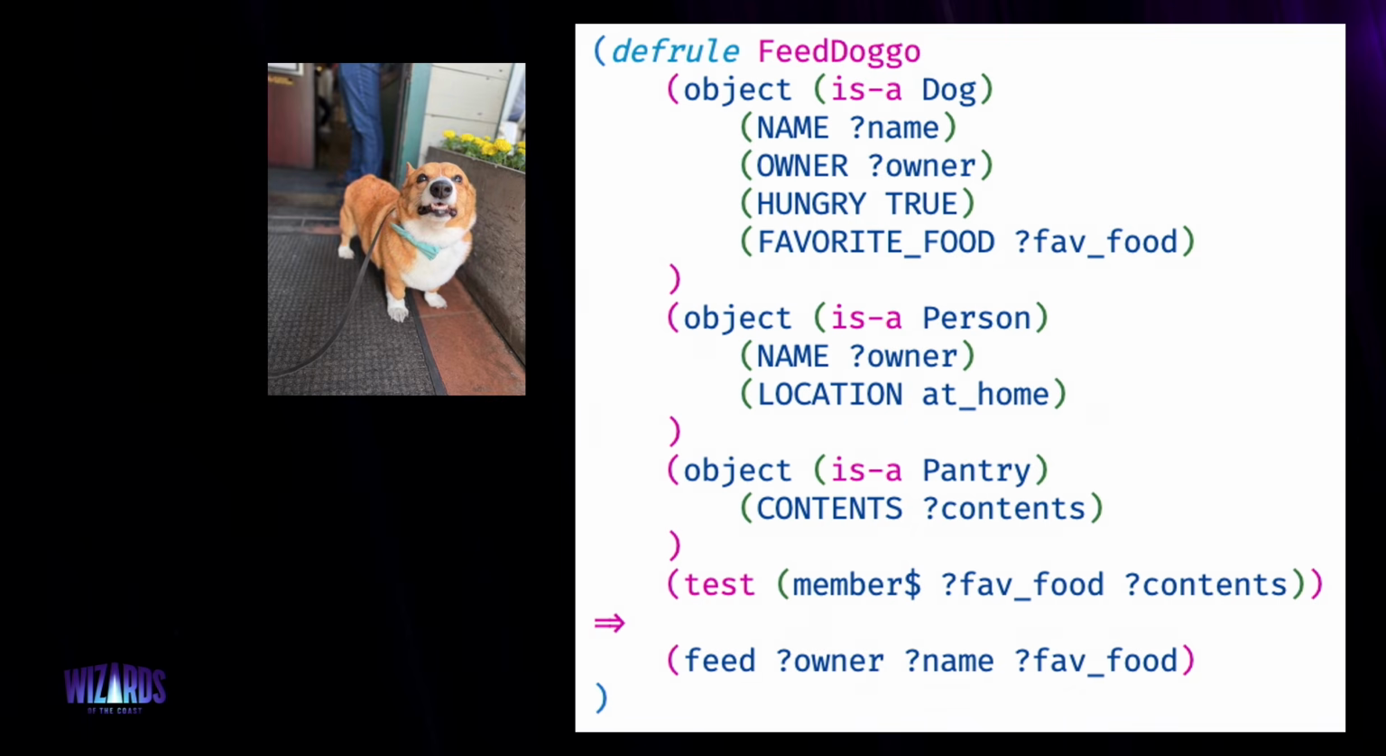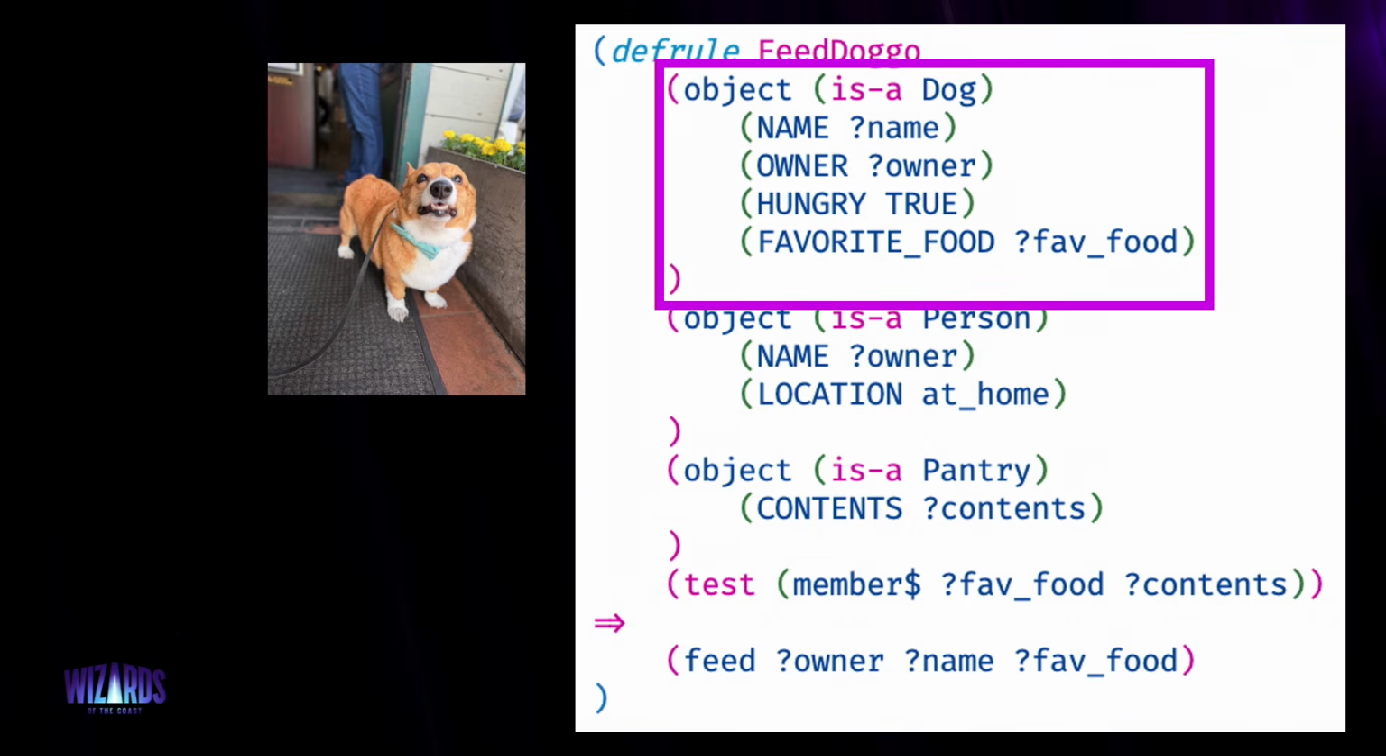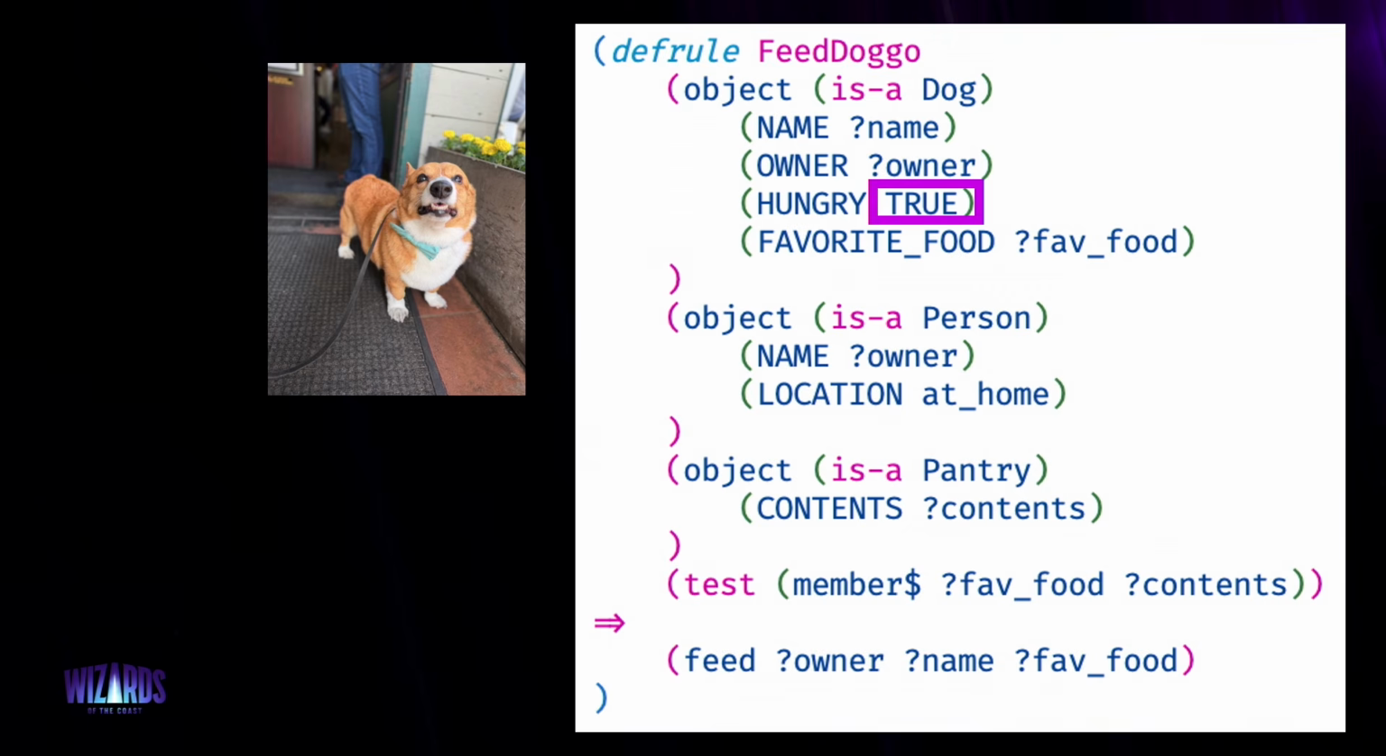This is Teddy. We're trying to determine, should we be feeding Teddy? We have a rule that matches dog objects, but specifically ones that are hungry.